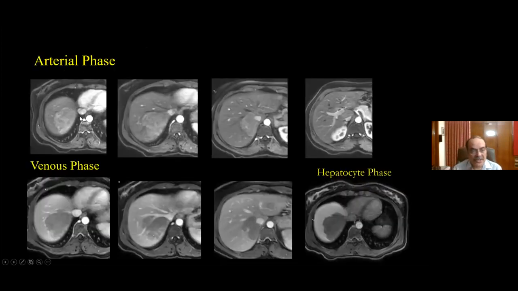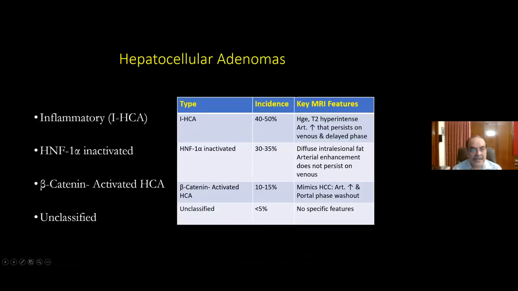You inject contrast, you see avid contrast enhancement of this lesion, which shows washout in the venous phase. On the hepatocyte phase, there is no uptake. The background liver is bright because it has functioning hepatocytes. This lesion is dark because it does not contain functioning hepatocytes.